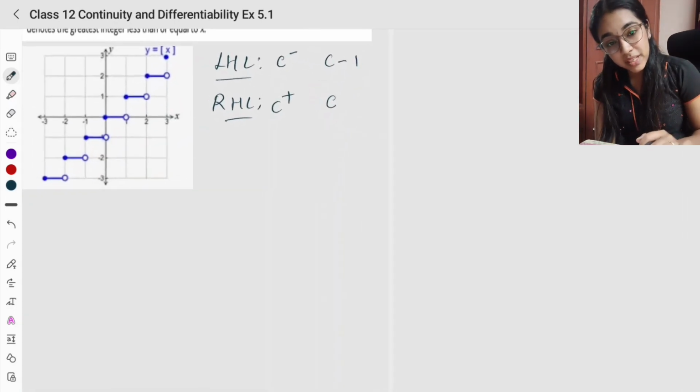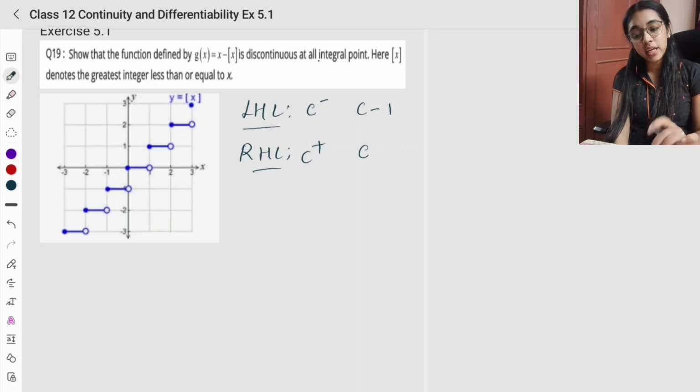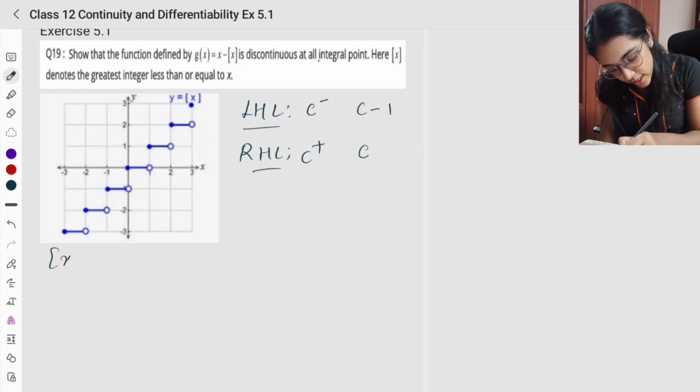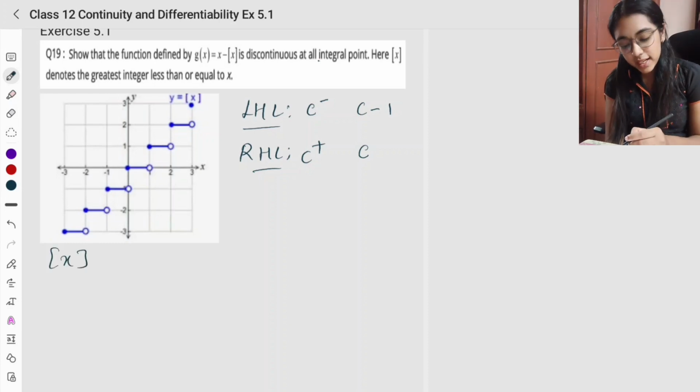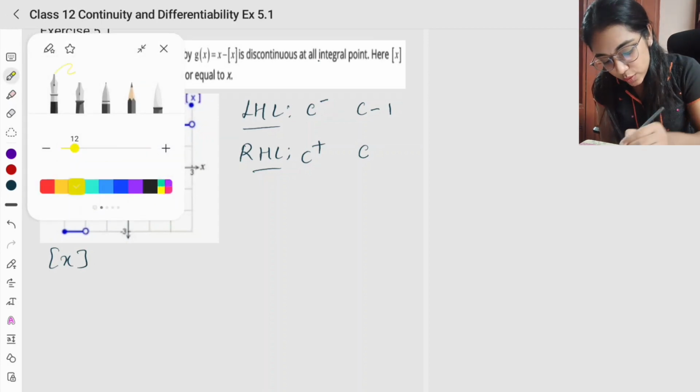Moving on to question number 19. இப்போ question number 19ல என்ன கொடுத்திருக்கு? Show that the function defined by g of x is equal to x minus gif, greatest integer function. You remember, this is your greatest integer function. அப்படின்னா என்ன அர்த்தம்? If for example, your value of x, I'll change to a different color.